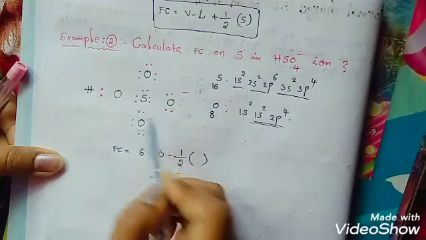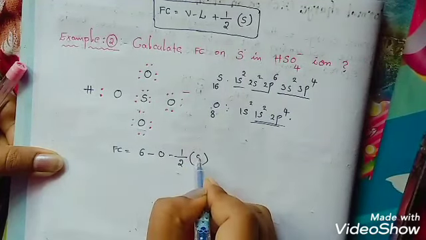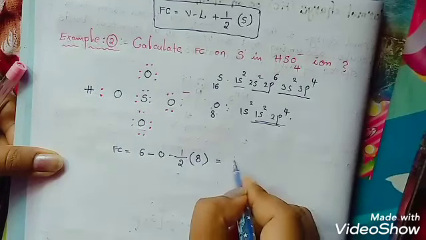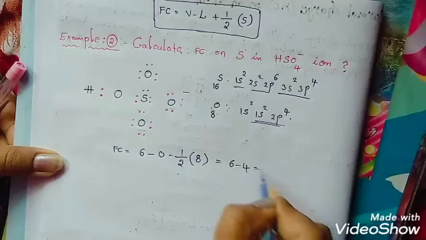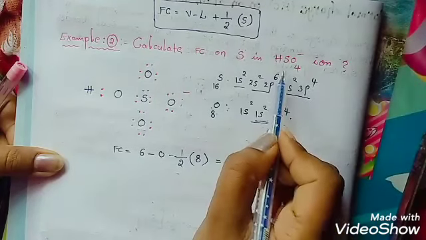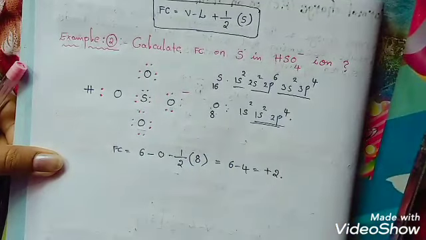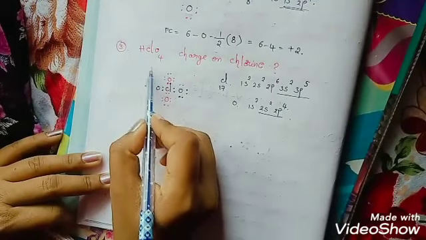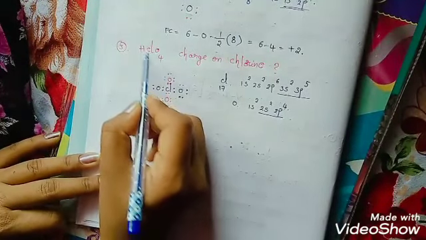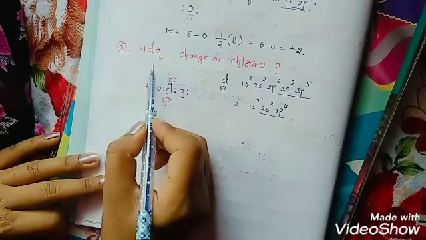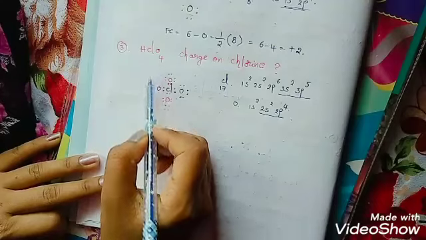1, 2 and 3, 4. 4 pairs of electrons, just like 8. Then if you simplify this one, 6 minus 4, you get plus 2. Then sulfur has plus 2 charge in HSO4 minus ion. Let us see the second one. HClO4, this is the structure, and the charge on chlorine in HClO4.